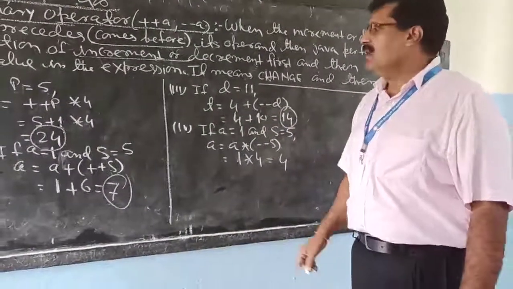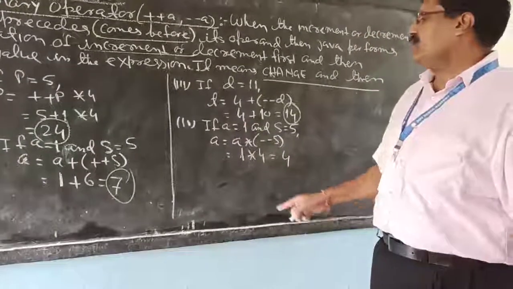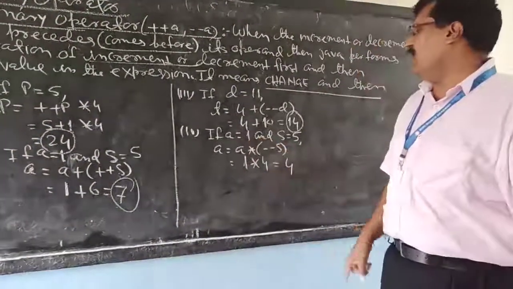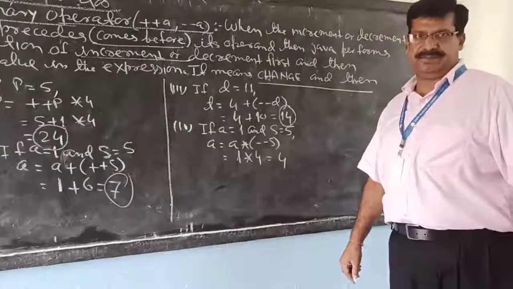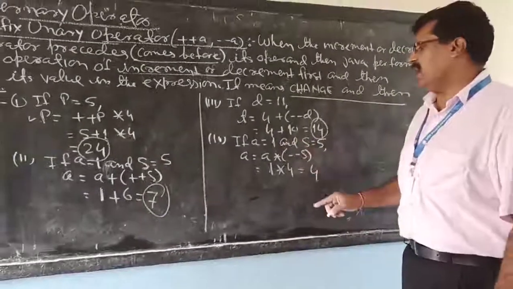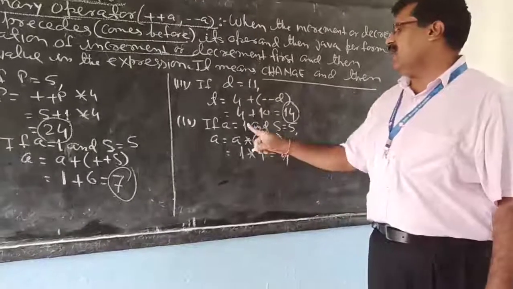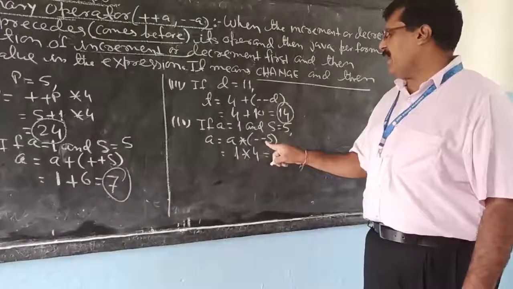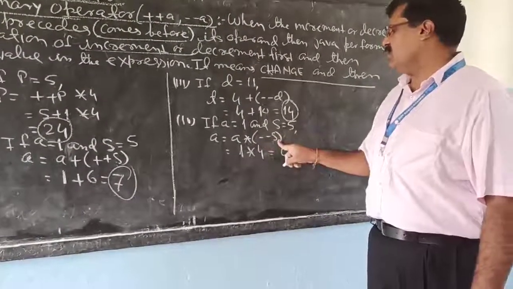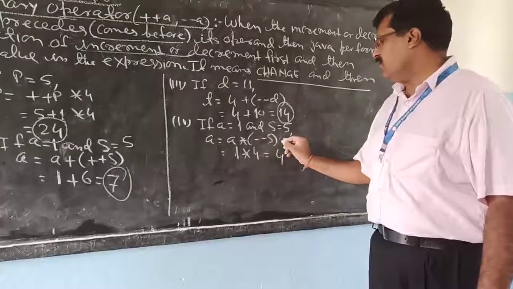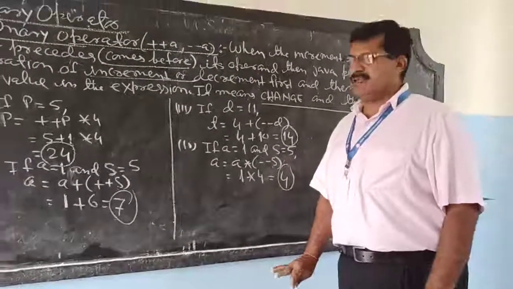Alright? Last example. If a equal to 1 and s equal to 5, and a equal to a into --s. The a value is 1 into --s. The 5 minus 1 is 4. 1 into 4, 4. I think it's clear to you.